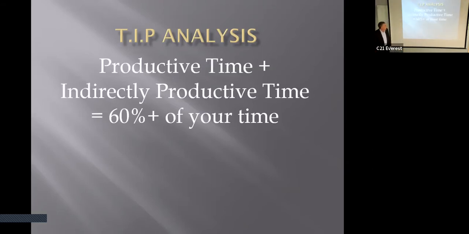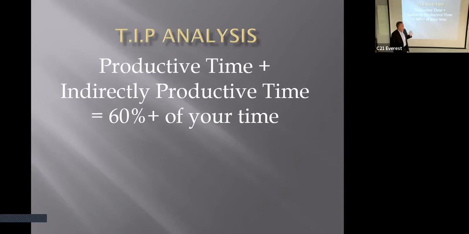Then 15 minutes later, my timer would go off again. I would stop and write down what I had done. And then I would put a P, an I, or an N next to it. And then at the end of the day, when I was done working, I would add up each of those items to see how many of those 15-minute increments were productive, how many were indirectly productive. And then I would add those two together.